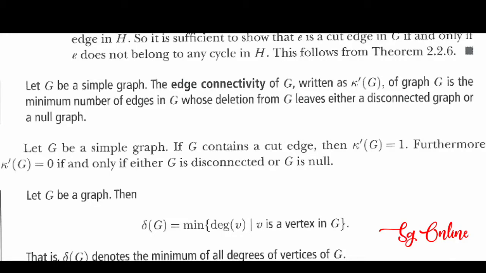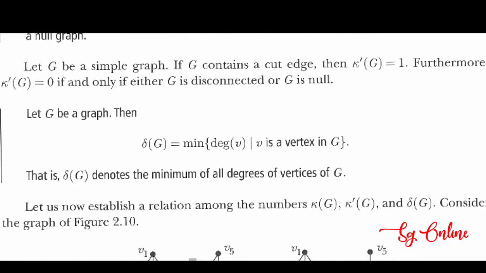And kappa dash G is 1 if and only if G has a cut edge. That is, if there exists a cut edge, then kappa dash G is 1, because like the cut vertex, if the graph has a cut vertex, then the vertex connectivity is 1. Similarly here also, if there is a cut edge, then the edge connectivity is 1.